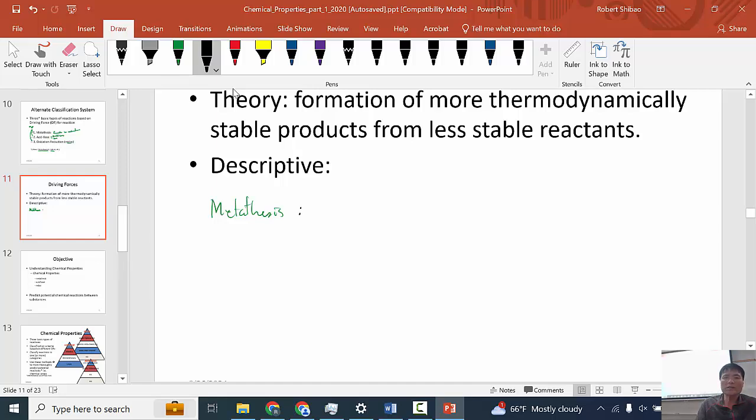All right, for driving forces, theoretically we could calculate it, but what we're going to do is just use descriptive clues or indications that we're going from less stable to more stable. In metathesis, there are 3 things we look for in stability. One is a precipitate, and so precipitation is a driving force. 2 is gas formation. These are things we talked about already, I think. And 3 is stronger acid to weaker acid, so SA to WA.